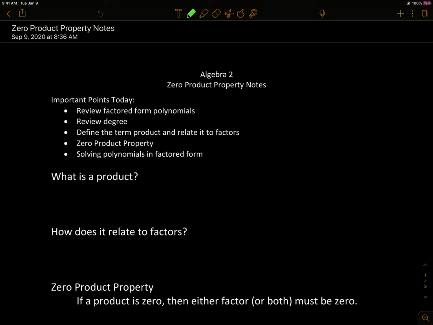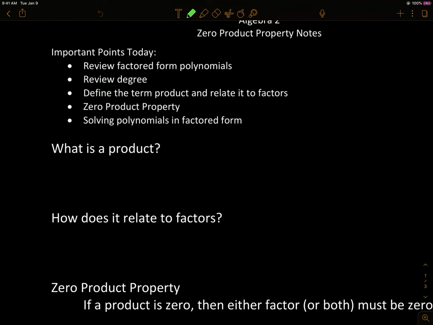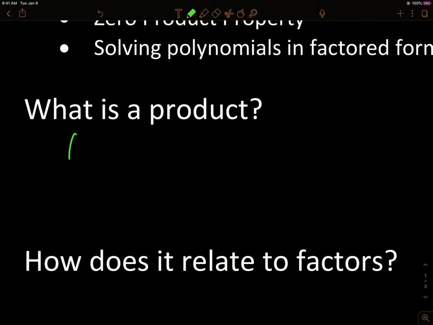Okay, so let's take a look at what a product is. A product goes back to when you multiply things together, let's say 2 times 3. A product is when we multiply some things together, and it can be more than 2 things. It can be 2 or more. Each individual thing is not called a product, but all of those things together is a product.